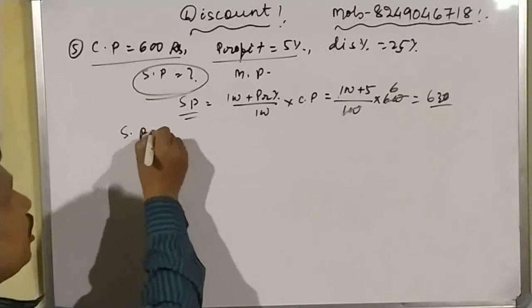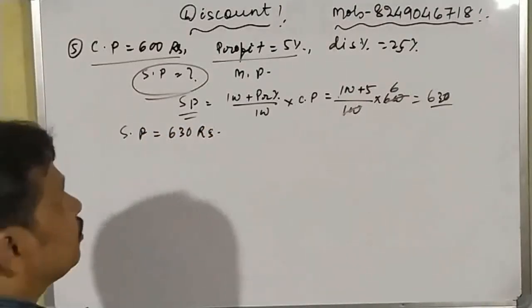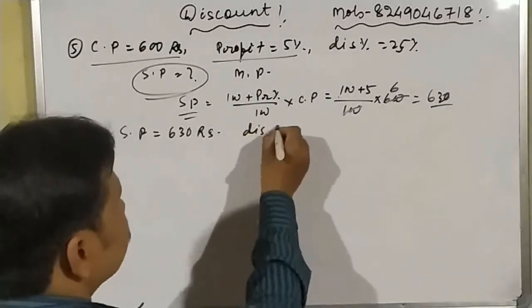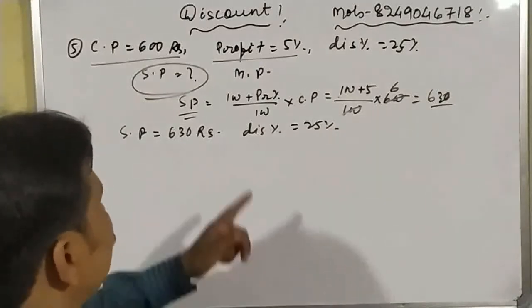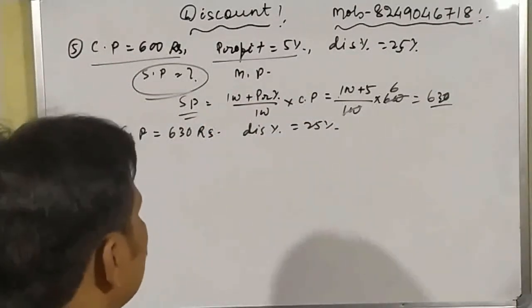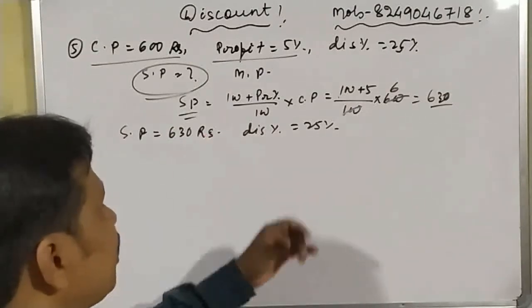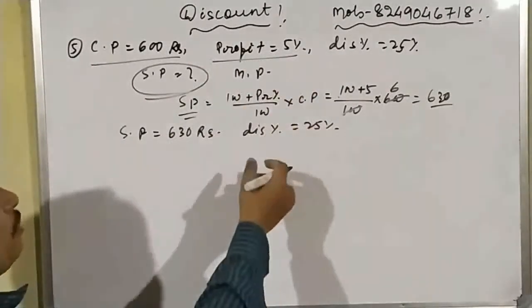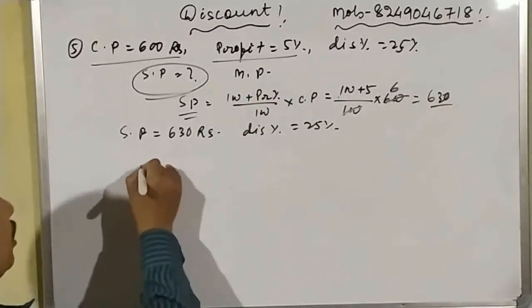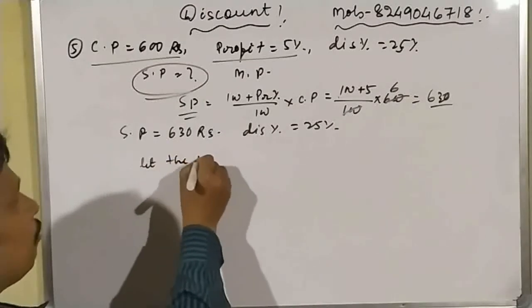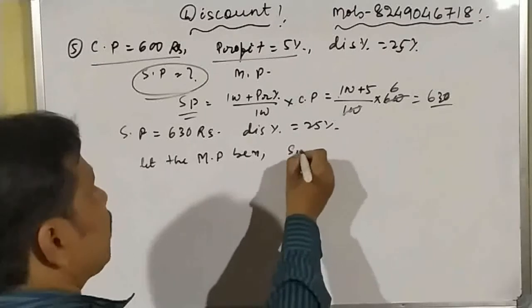So you have got the selling price of 630 rupees and the discount percentage of 25%. From these two given conditions, you have to find out the mark price. Directly you can find it by using the direct formula, or by taking, let the mark price be X. Let the mark price be X. So selling price equals how much?